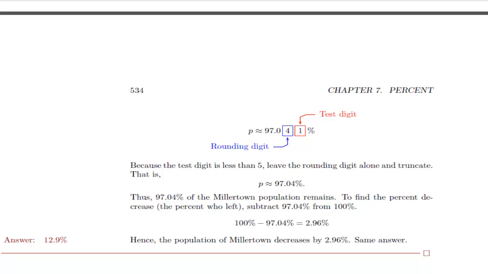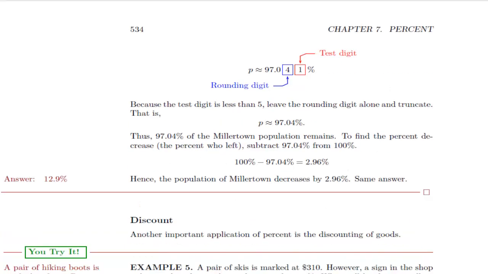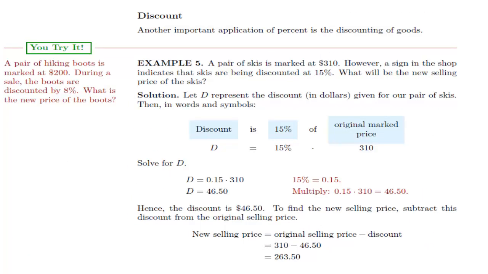Hence, the population of Millertown decreases by 2.96%. The same answer. Discount. Another important application of percent is the discounting of goods. Example 5. A pair of skis is marked at $310. However, a sign in the shop indicates the skis are being discounted at 15%. What will be the new selling price of the skis?